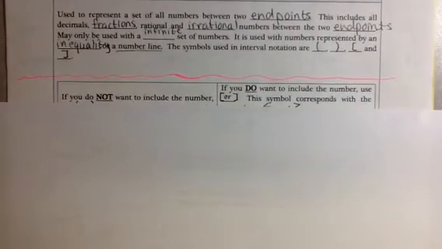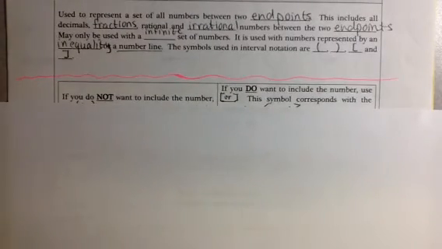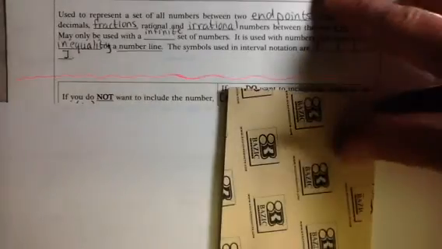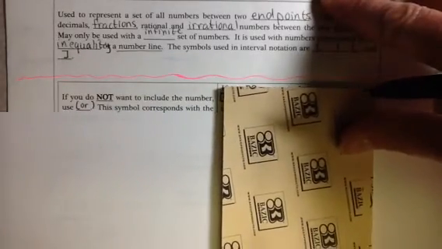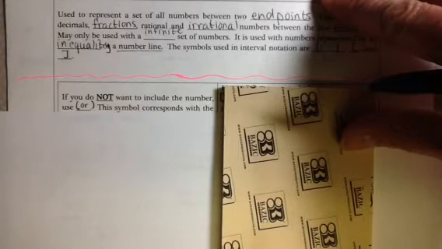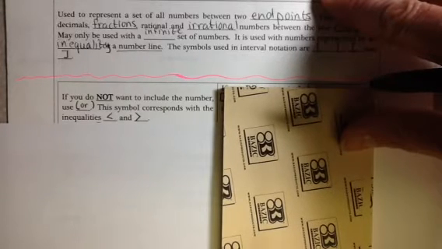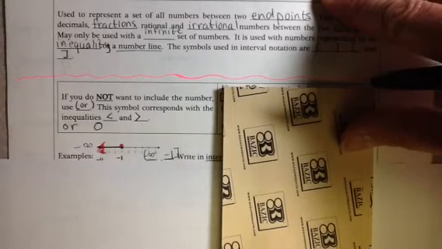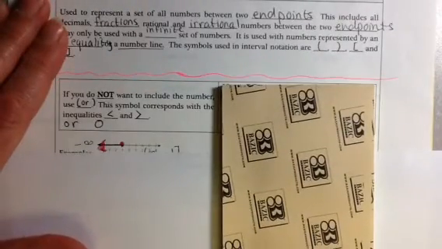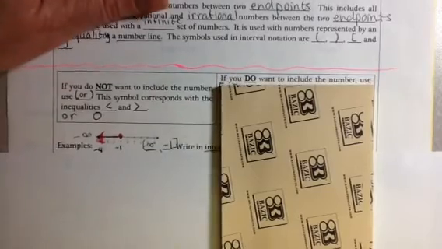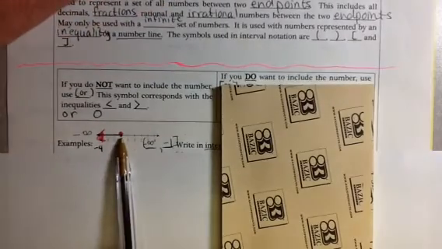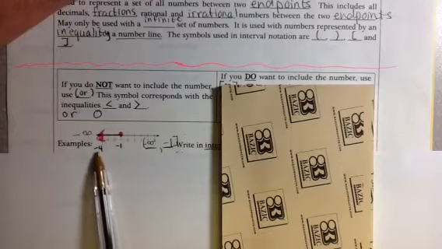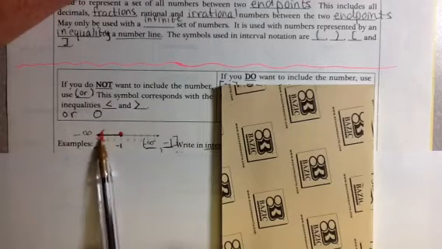Okay, so let me give you a couple of examples here. On the left, it says if you do not want to include the number, use the left parenthesis or the right parenthesis. This symbol corresponds with the inequalities less than and greater than, or the open circle on a number line. So here is the number line, and I did a snip, and it did not copy well, so I'm going to have you just write the numbers under here. This is a -1. There's a closed circle here and a -4, and it keeps going. When it keeps going, it's going off into infinity.